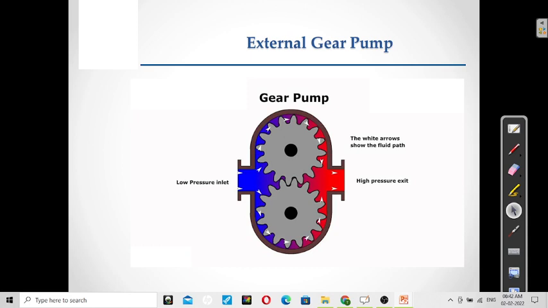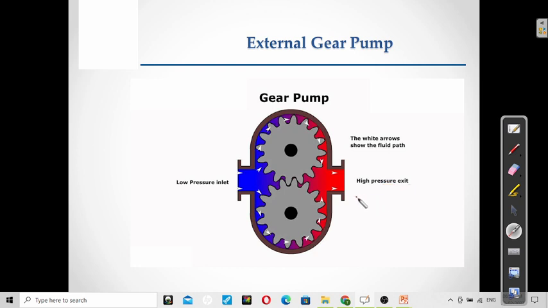Good day to all. Today we are going to see about the external gear pump. This is the diagram of the gear pump. See here, it's a low pressure inlet and a high pressure exit, which means the fluid will come from the fluid reservoir without pressure. That's why it indicates low pressure inlet. And after coming out, it will be at high pressure.